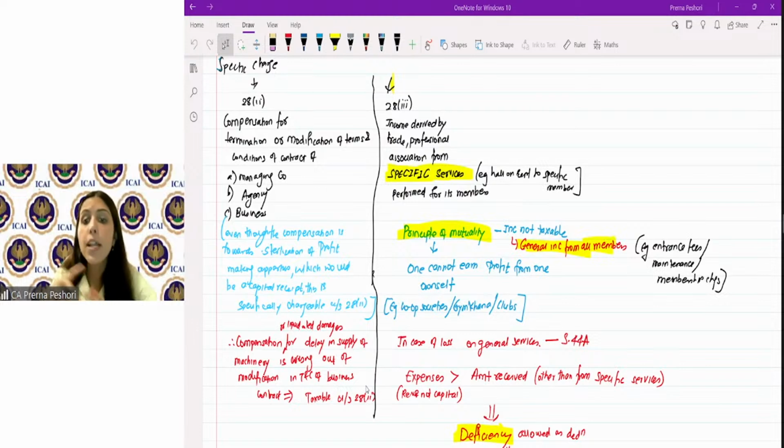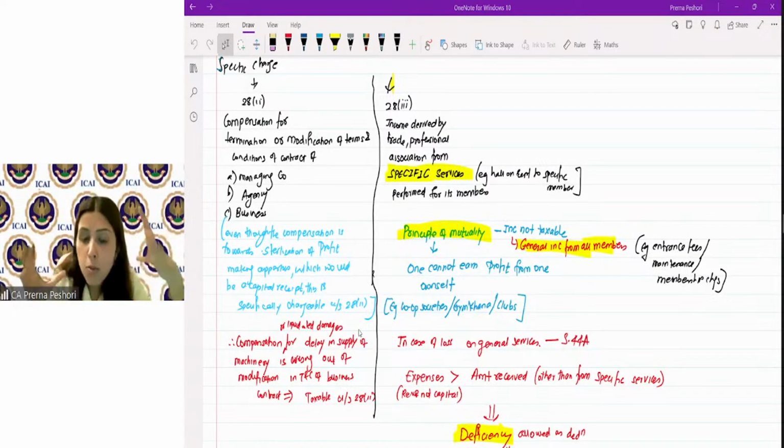However, let's say, for example, where I'm providing a specific service to a member. So I am, for example, collecting charges, giving the hall on rent to the member. Let's say there's some wedding or some birthday party which is happening, for which I am letting out my hall and collecting the charges for the usage of that hall. Then that will be taxable under section 28(3) of the Income Tax Act. So that is a specific service for which the income is collected, provided to a specific member, that shall be taxable under section 28(3) of the Act.